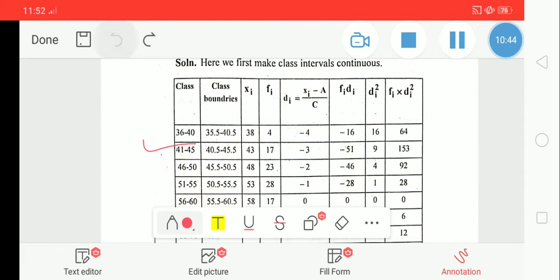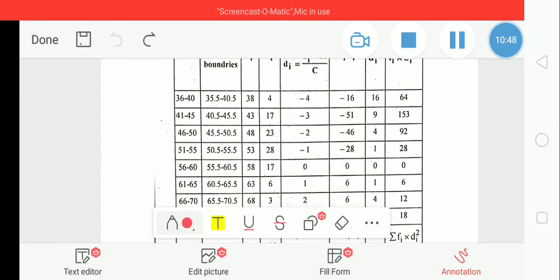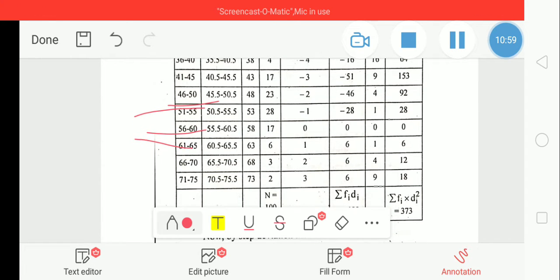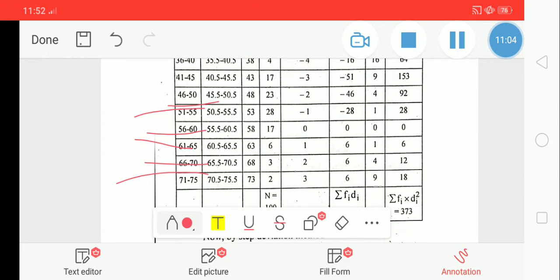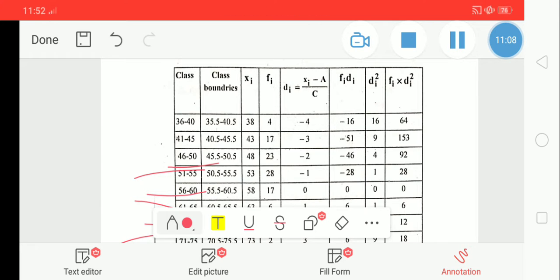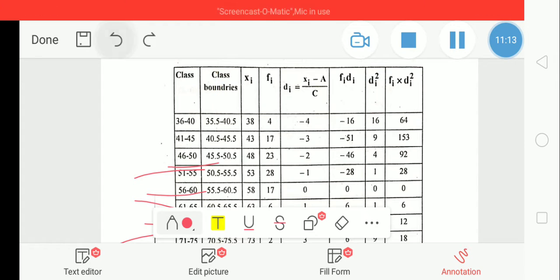So 35.5 to 40.5, 40.5 to 45.5, 45.5 to 50.5, 50.5 to 55.5, 55.5 to 60.5, 60.5 to 65.5, 65.5 to 70.5 and 70.5 to 75.5. These are the class boundaries. We can call them the class boundaries.